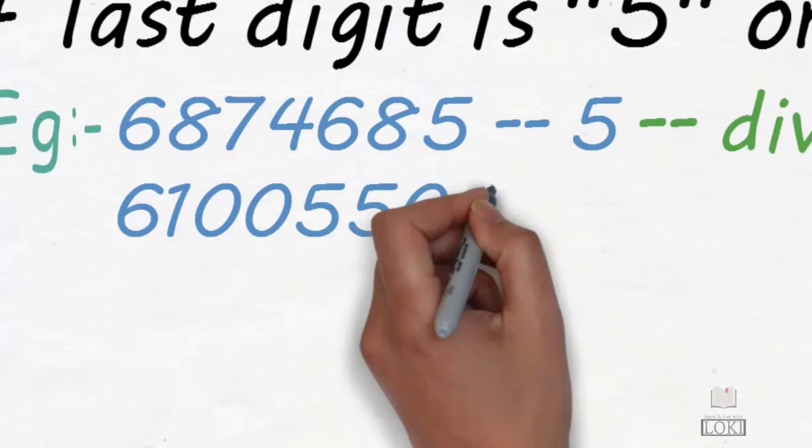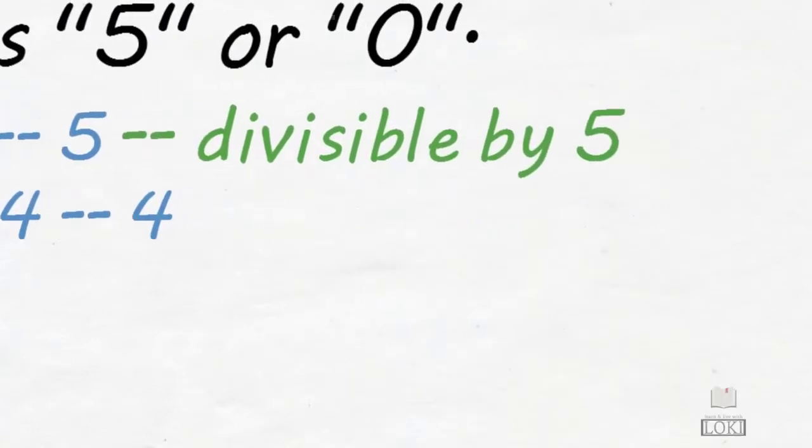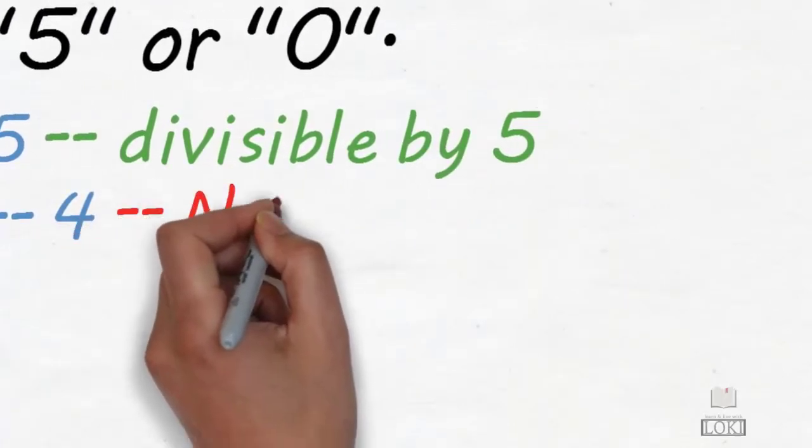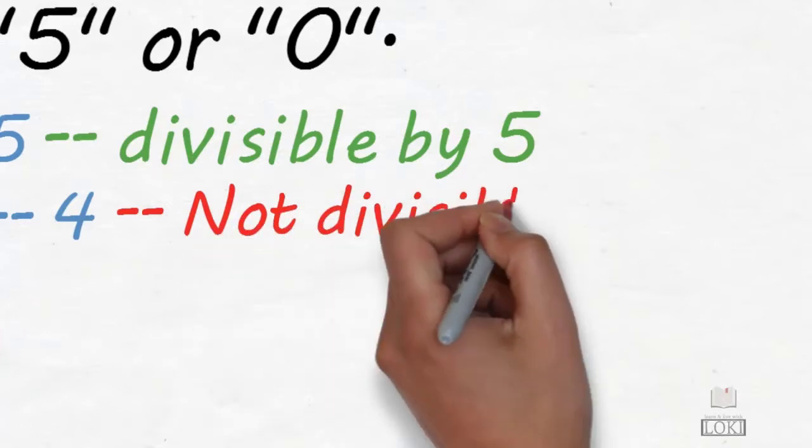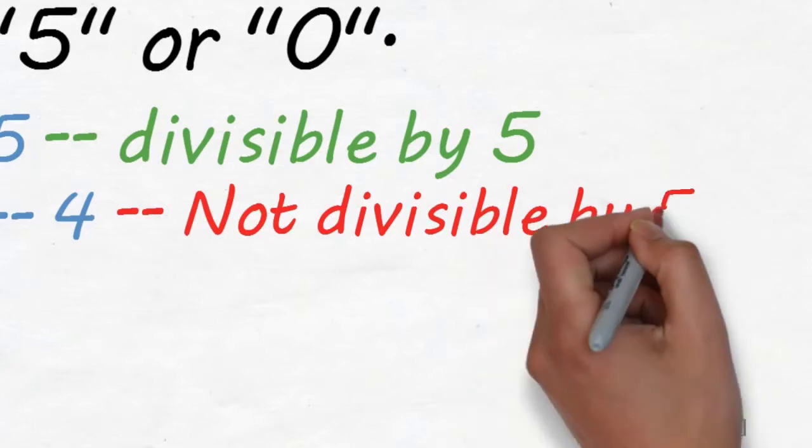And here comes the next example. In this number, the last digit is not 5, not 0, it's 4. So this number is not divisible by 5.